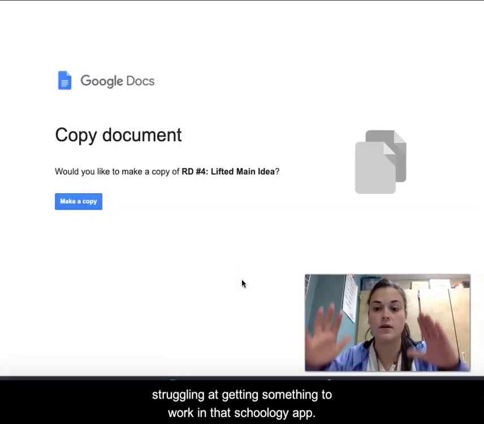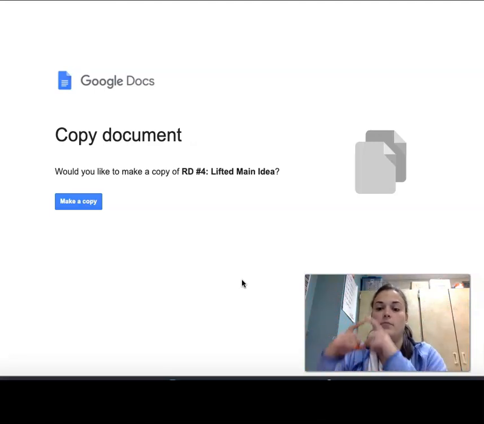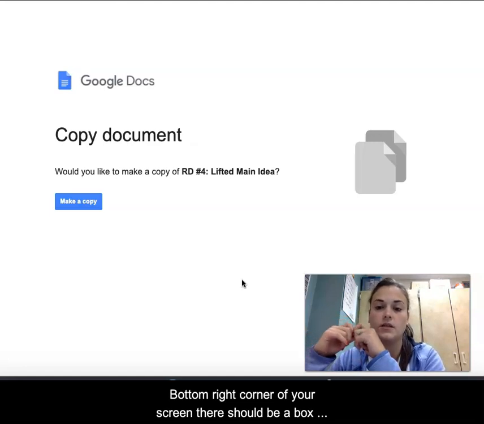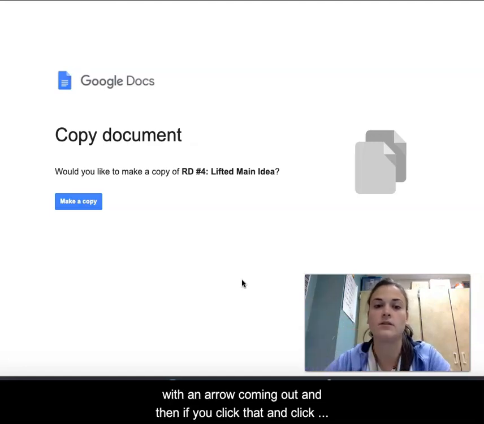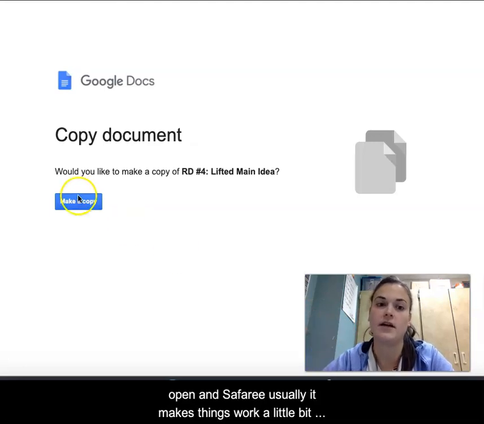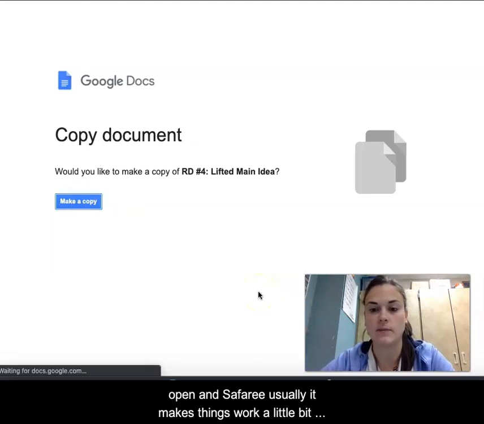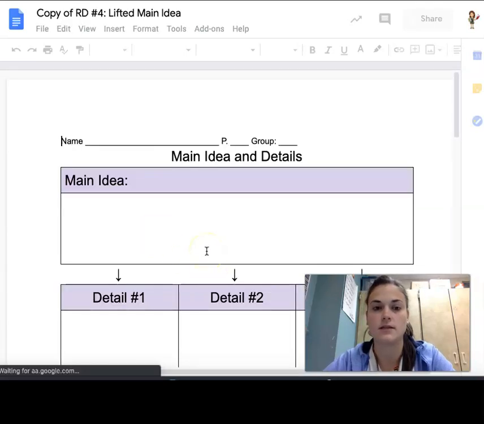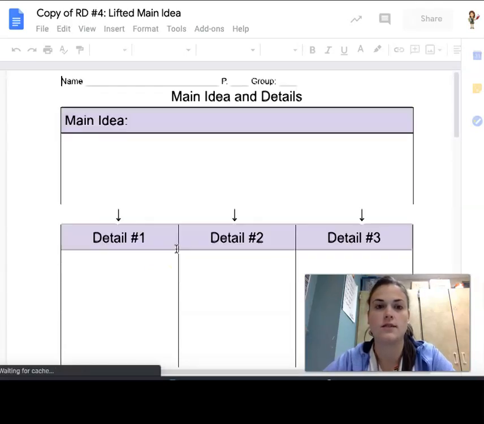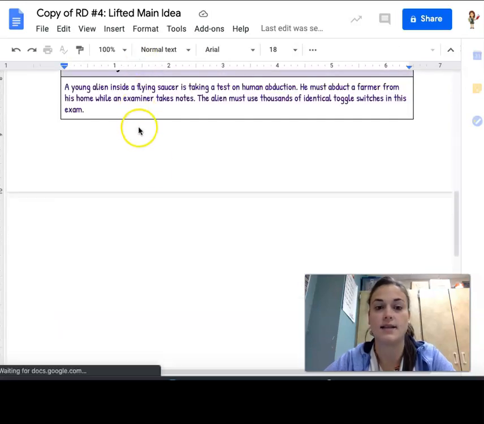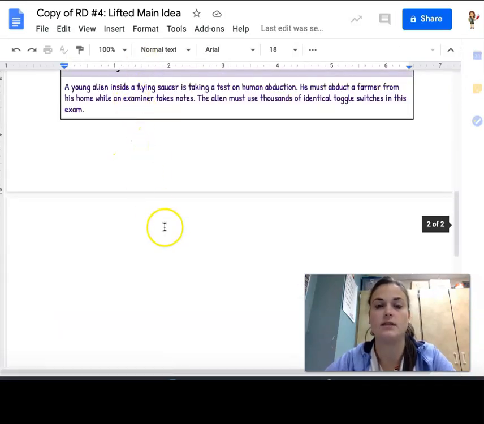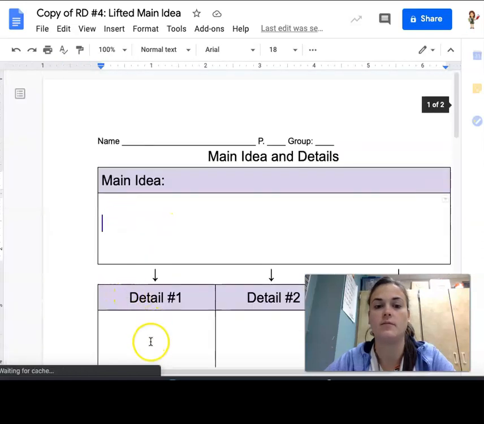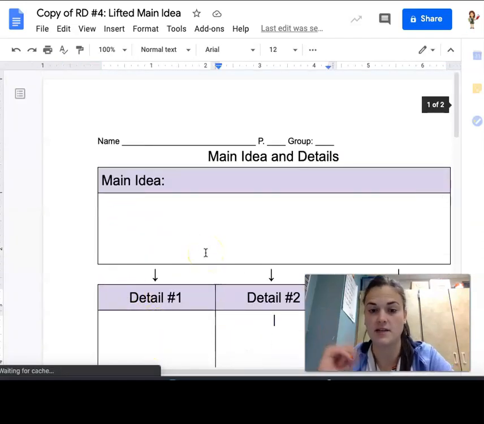This will be easier to type in. Remember, if you are struggling to get something to work in the Schoology app, at the bottom right corner of your screen, there should be a box with an arrow coming out. If you click that and click Open in Safari, usually it makes things work a little bit better, because sometimes the Schoology app can be a little bit finicky. So this is what this looks like. And you'll notice that it has that same summary that was on the slide, but here you can just easily type in the box what you found as the main idea and at least 3 supporting details of that, okay?